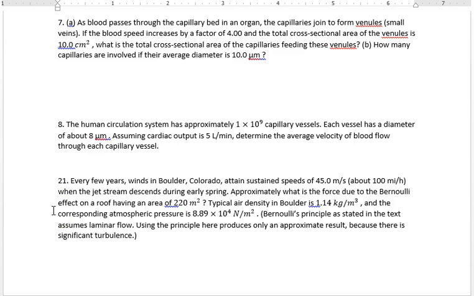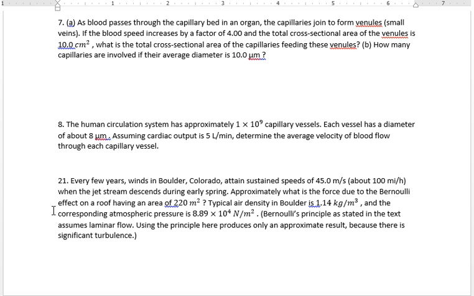All right, chapter 12, problem 7: blood passes through the capillary bed in an organ. The capillaries join to form venules. If the blood speed increases by a factor of 4 and the total cross-sectional area of the venules is 10 square centimeters, what is the total cross-sectional area of the capillaries feeding those venules? That's part A. What is the total cross-sectional area of the capillaries? All right, and B, how many capillaries were involved? Their average diameter is 10 microns.